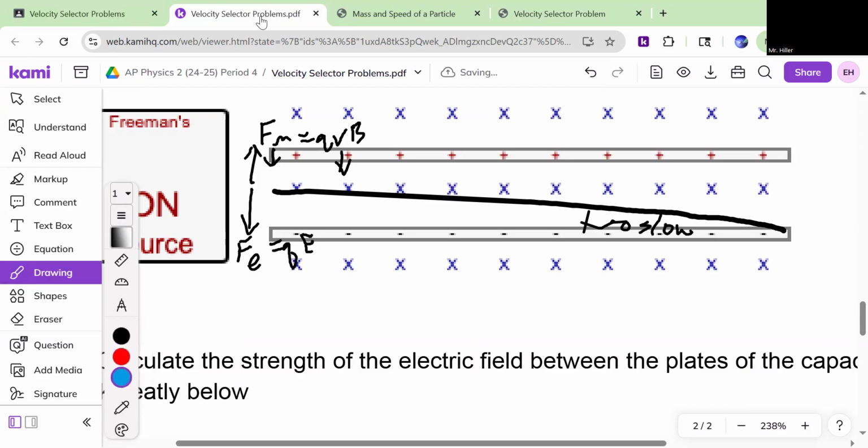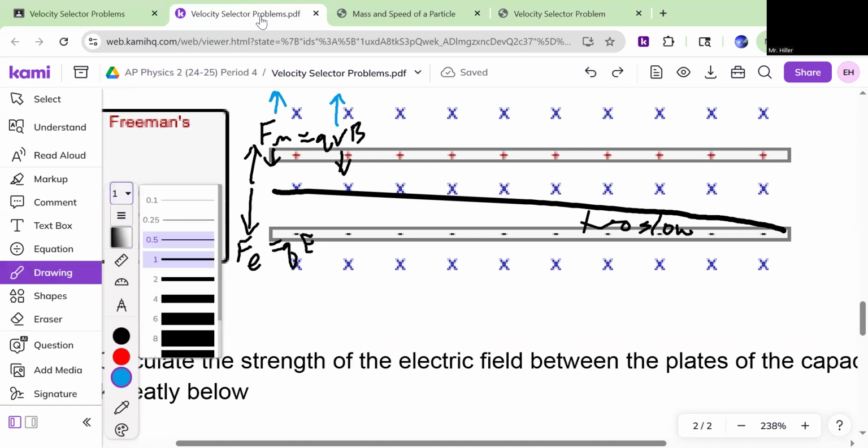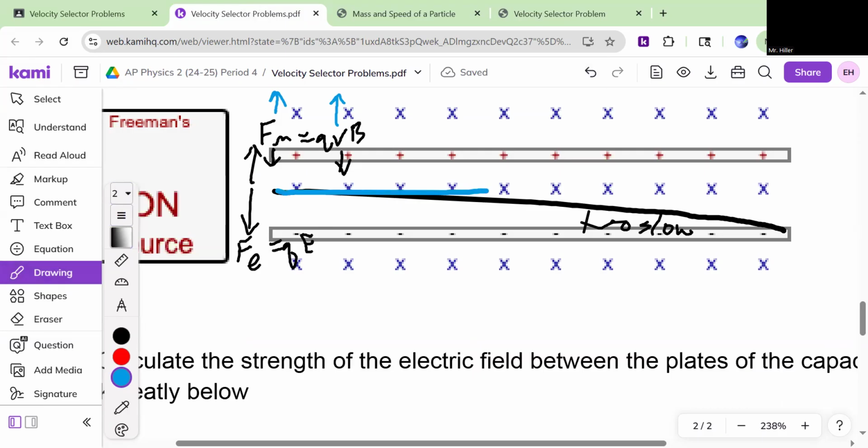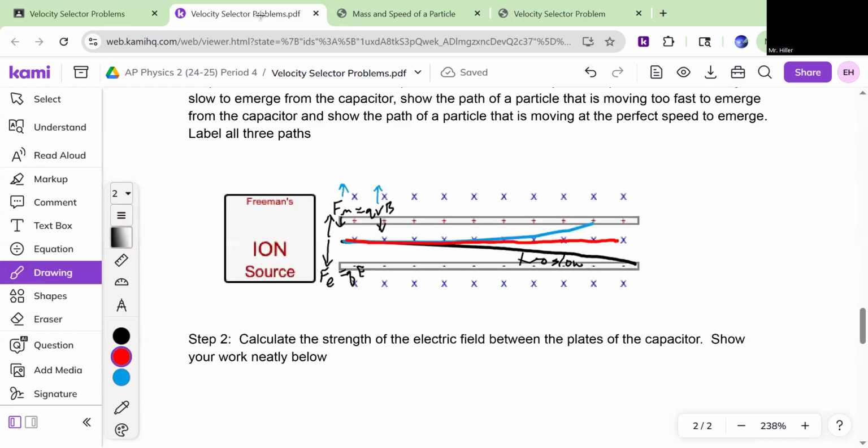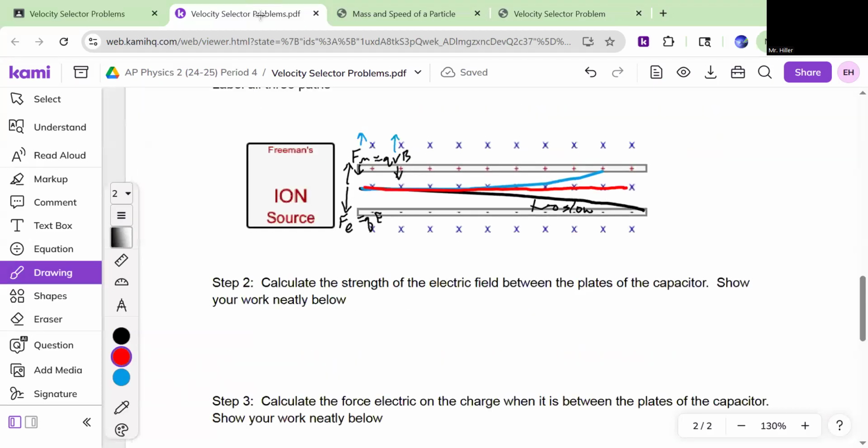Too fast. Well, too fast would be the speed is bigger, the magnetic force is bigger, greater than the electric force, that would be causing it to deflect upward like that. Now, if the speed is just right, that's when the two forces equal each other, and that's when you get this right here. That's the speed that's just right. Okay. Now we're going to use that to calculate.